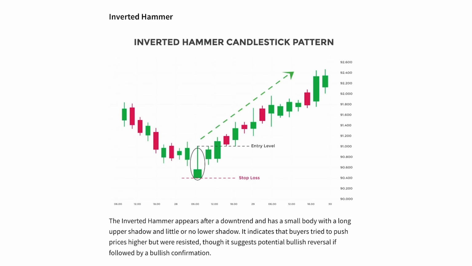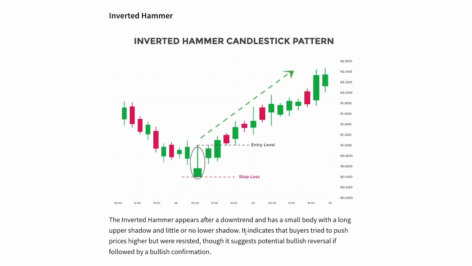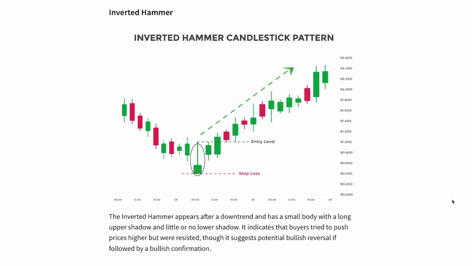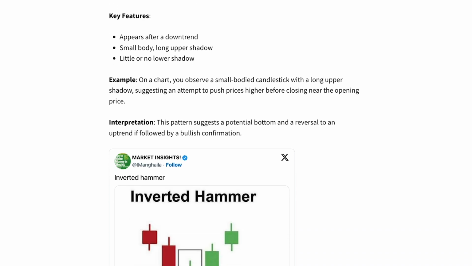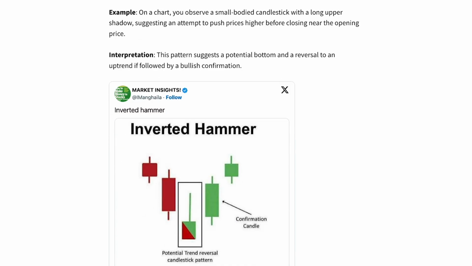Next, we have an inverted hammer. So the inverted hammer again appears in a downtrend, small body with a long upper shadow and little to no lower shadow. So it's basically a hammer, but inverted. So you've got the price going down there, and the high point was here, but it closed there. So potentially not as bullish as a hammer, but still a good sign that the trend might be reversing and potentially bullish moving forward. So again, with all of these, they appear after a downtrend, small body, long upper shadow, little to no lower shadow.